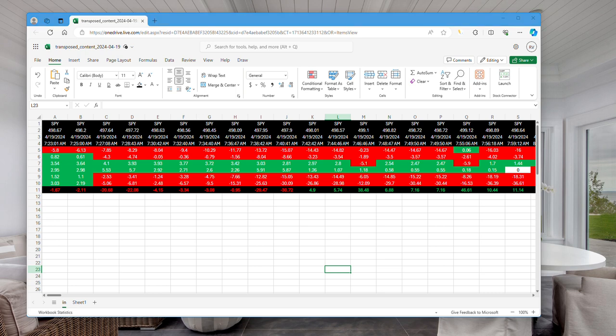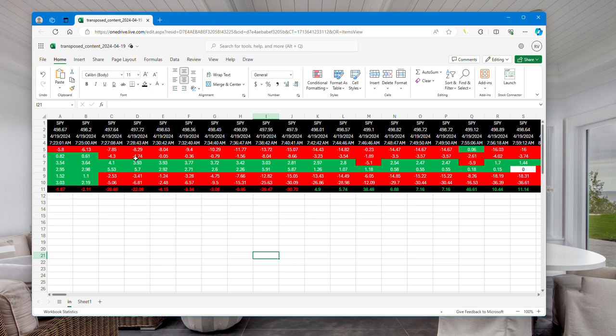If we're looking at this screen share, let's say now where I'm on the West Coast, the market starts at 6:30, right? 6:30 is when it opens.